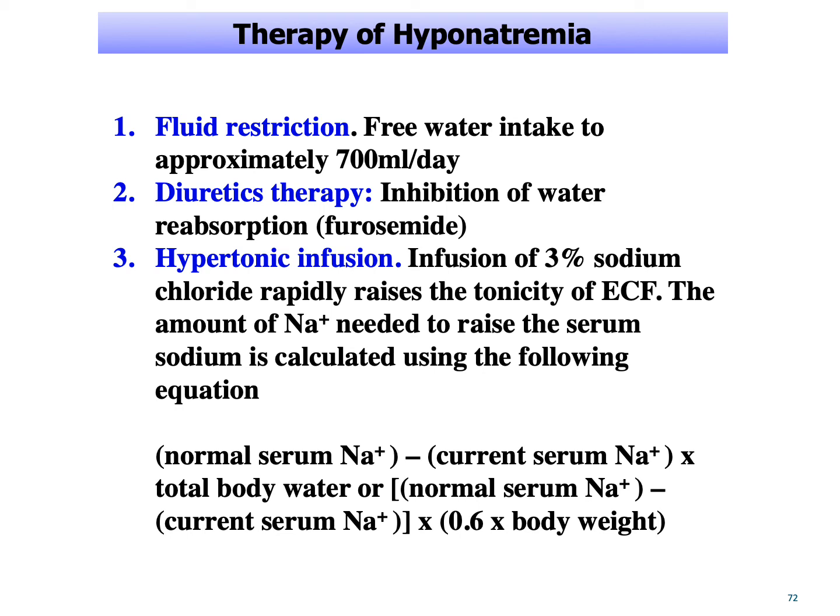Hypertonic infusion of 3% sodium chloride rapidly raises the tonicity of ECF. The amount of sodium needed to raise the serum sodium is calculated with the following equation: normal serum sodium minus current serum sodium into total body water, or normal serum sodium minus current serum sodium into 0.6 into body weight.